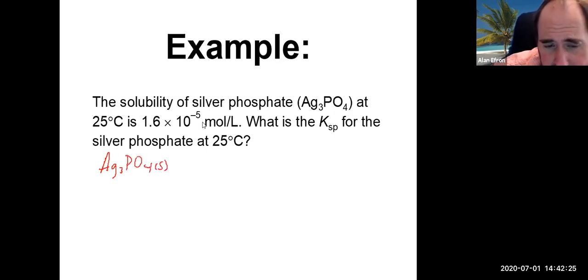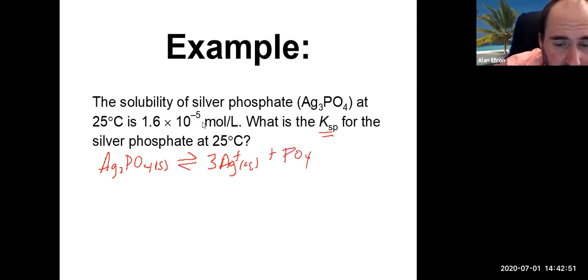And we know a couple of things about it. Because we're looking for the Ksp value, that tells us it is going to be a solid, because Ksp is for things that are solid that break apart into ions. So that's how we know it's a solid. When it does break apart, it is going to break apart into 3 silver ions and a phosphate ion.